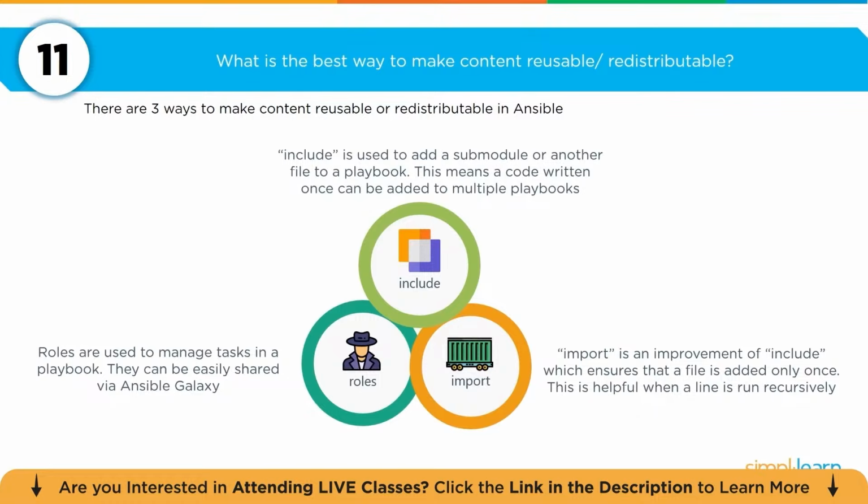So what is the best way to make content reusable and redistributable with Ansible? And there are essentially three. The first is to include a submodule or another file in your playbook. The second is to import, an improvement of an include, which ensures that a file is added only once. And then the third is roles to manage the tasks within the playbook.